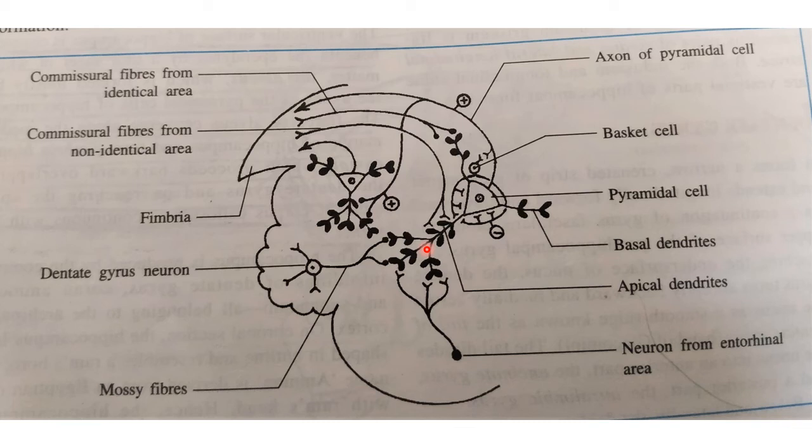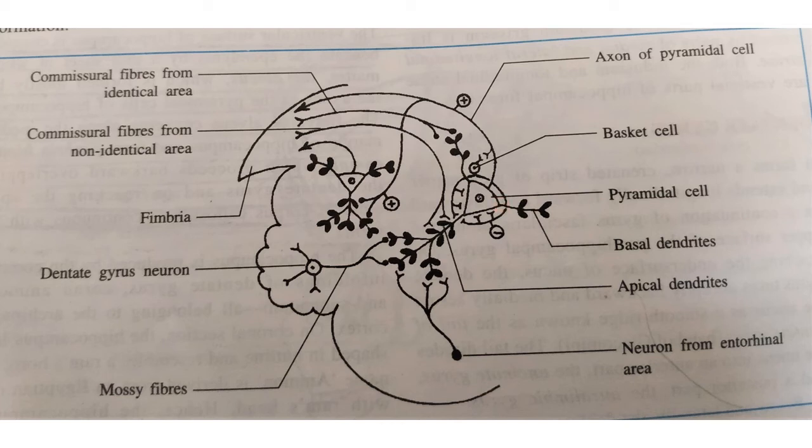Next layer is stratum radiatum, stratum lacunosum-moleculare. They are less important, but these two layers you have to remember. So the outside layer is first the alveus, you remember. Next layer we have discussed is stratum oriens, then the pyramidal layer. Then coming to the organization of the pyramidal cells of hippocampus.